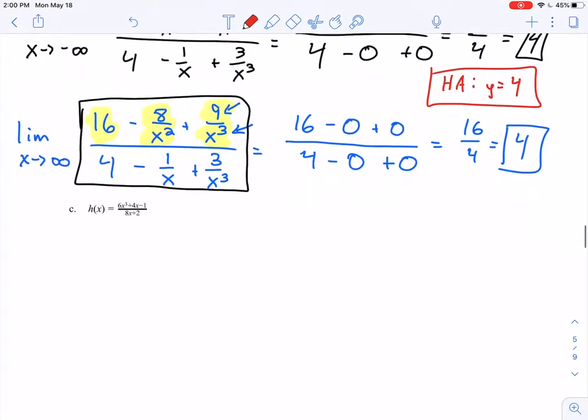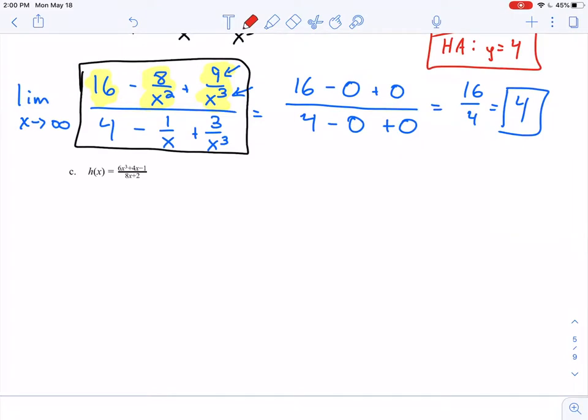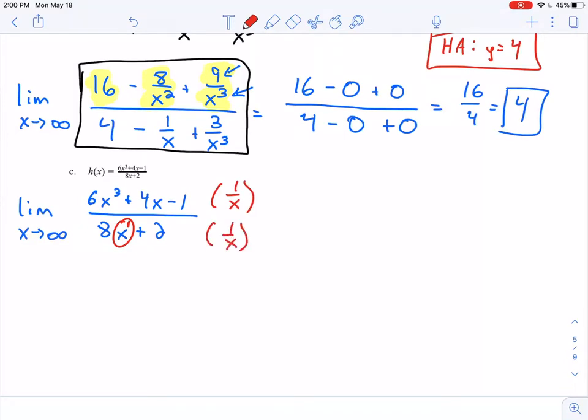Alright, let's take a look at one more here. So this time I have h of x equals 6x cubed plus 4x minus 1 all over 8x plus 2. So let's get my blue out. So limit as x approaches infinity here, I'll have 6x cubed plus 4x minus 1 divided by 8x plus 2. So once again, I'm going to look at the highest power of x in your denominator. Here it's really x to the first power, so I'm going to multiply both my numerator and my denominator by 1 over x, and take that and distribute that.